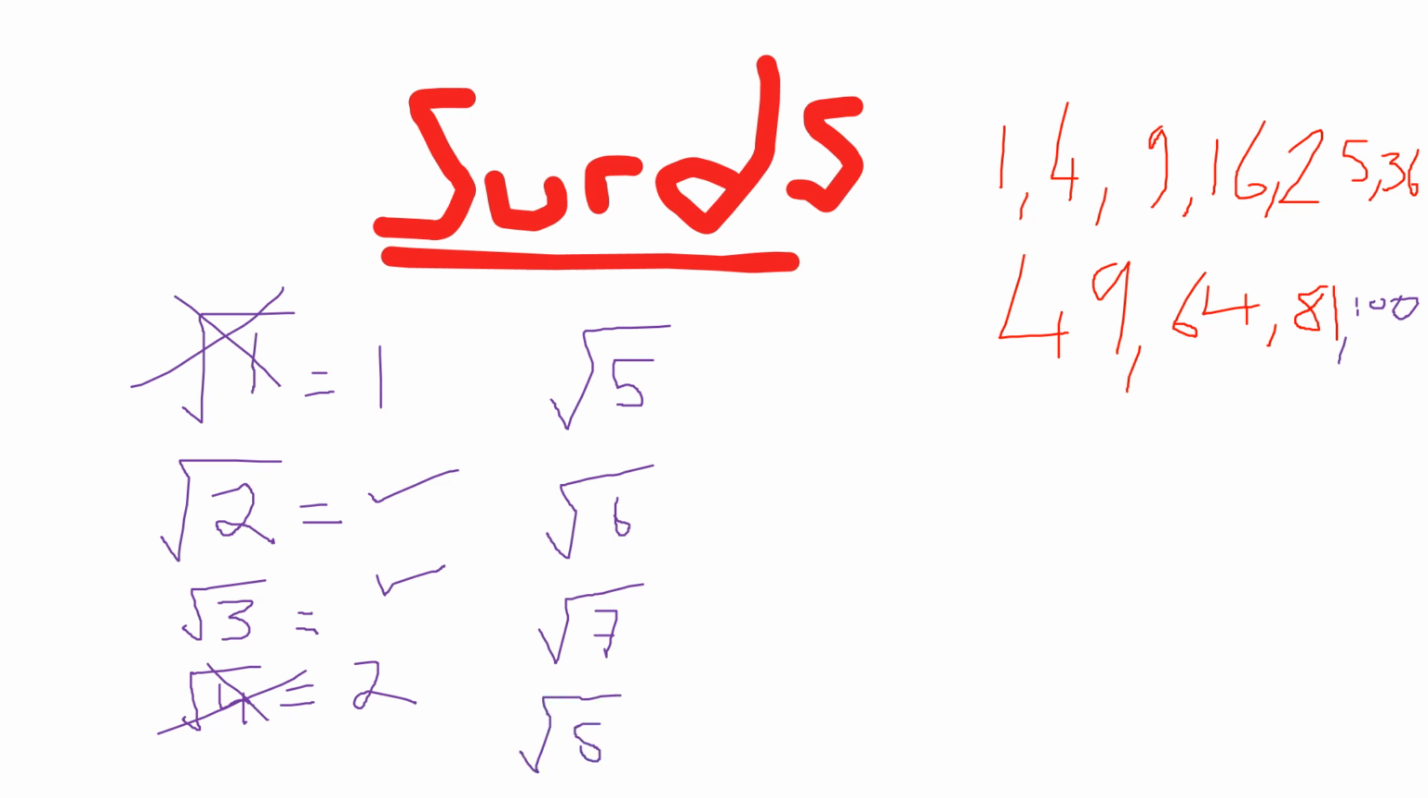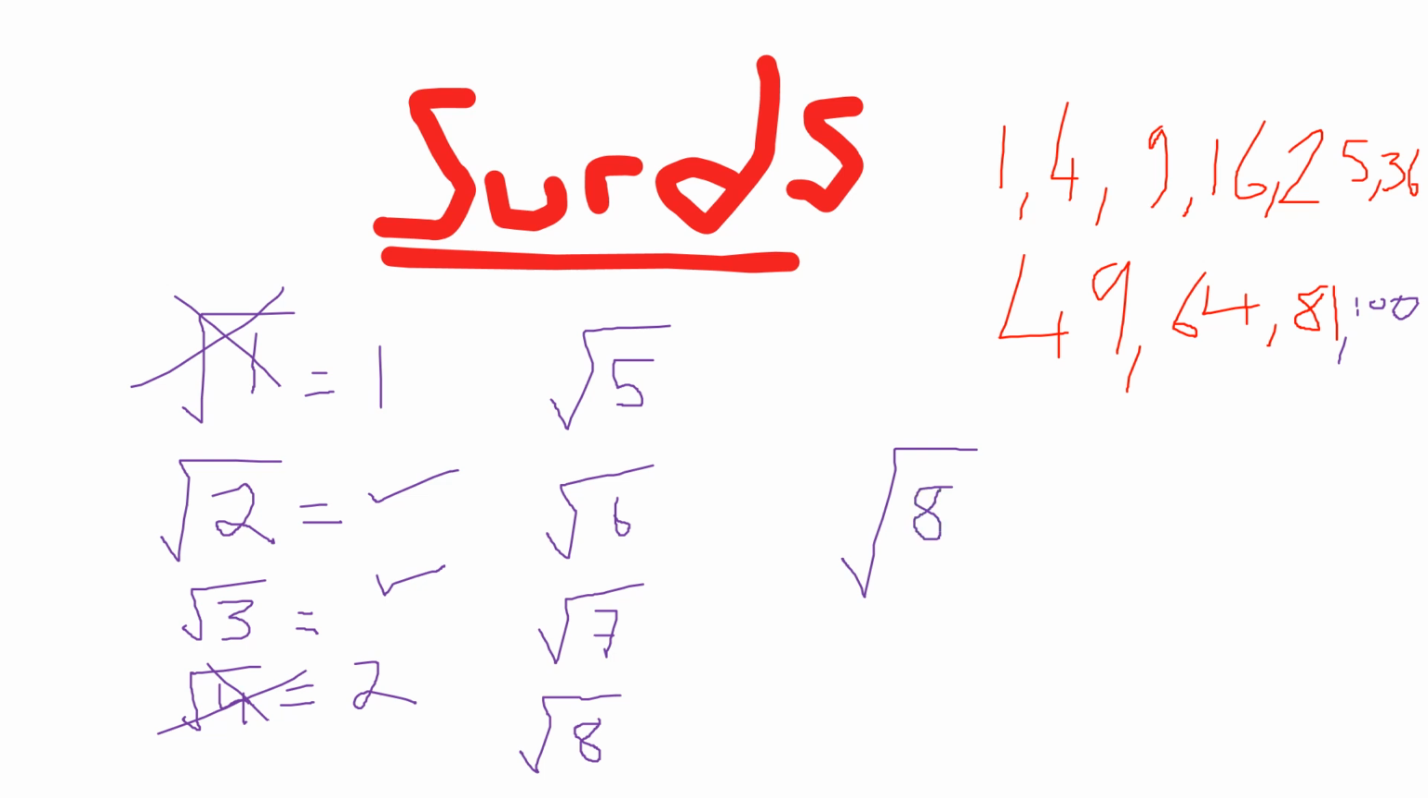Now, here's the next part, guys. We can also simplify surds. What does simplify surds mean? It just means writing it in a simpler form. It's a similar idea to simplifying fractions, although in this case we're working with roots and square numbers. So let's say I want to simplify the square root of 8.